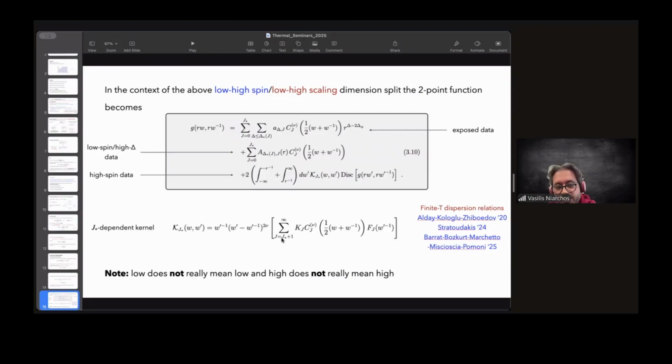So you can see in particular that as I try to send J star to infinity, basically I'm reshuffling the data on the high spin part back to the low spin part, and the high spin part goes to 0 because K J star goes to 0.